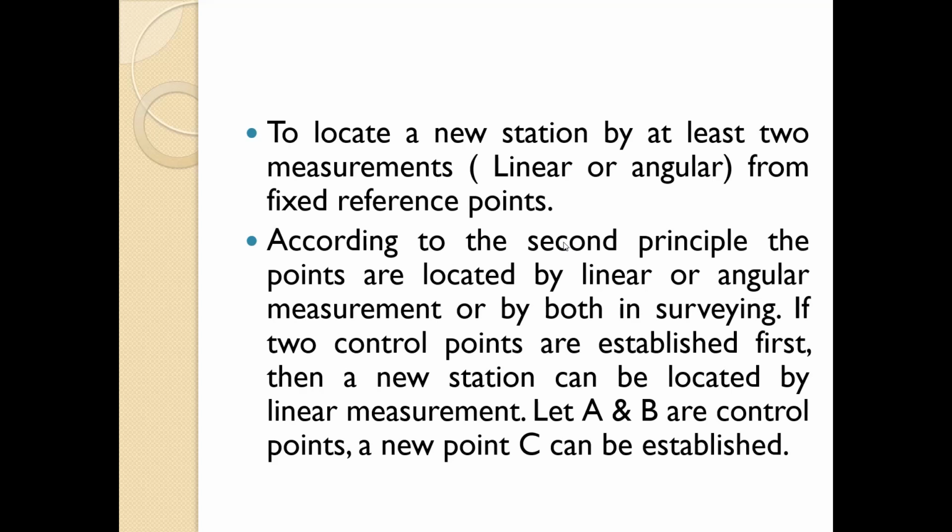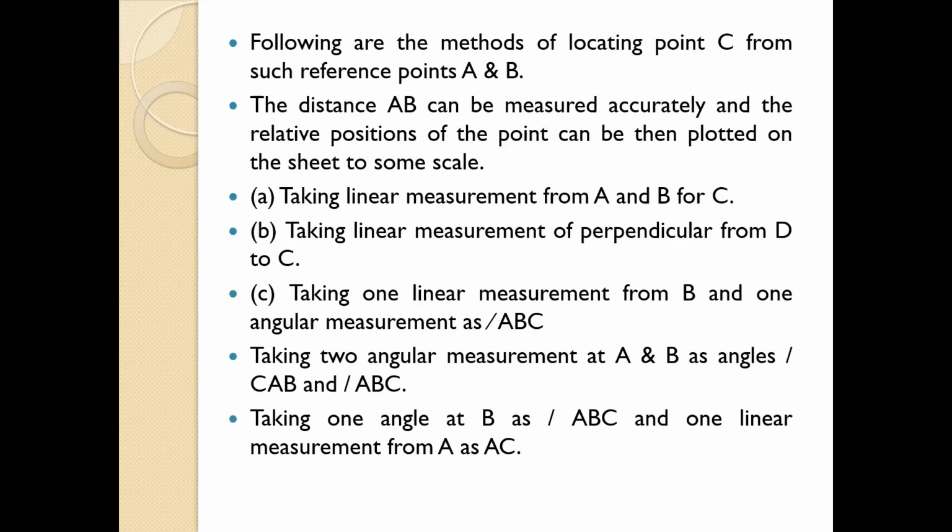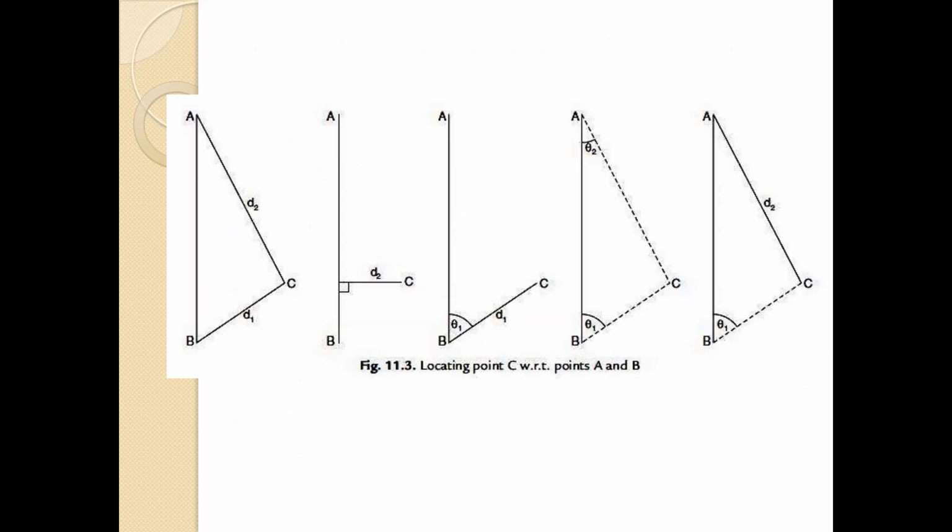fixed reference points. So according to the second principle of surveying, the points are located by linear or angular measurement or by both in surveying. If two control points are established first, then a new station can be located by linear measurement or angular measurement. Let's consider the example over here. We have the two established points, that is A and B, and we need to mark the point C.